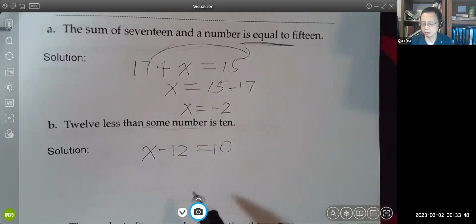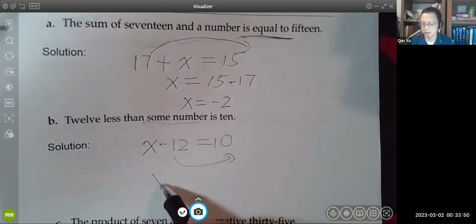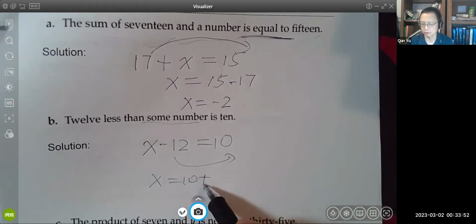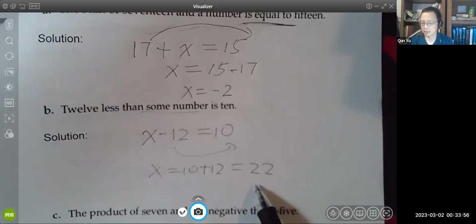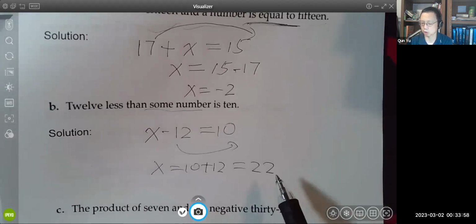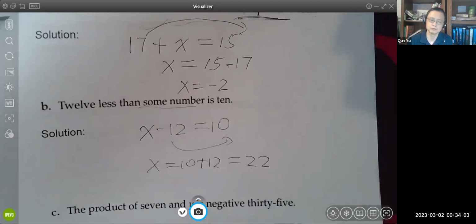So solve it, move the -12 to the other side, x equals 10 plus 12. So that's 22. So we know this is the correct answer. We don't even need to check because 12 less than 22 is 10. So we know that's true.